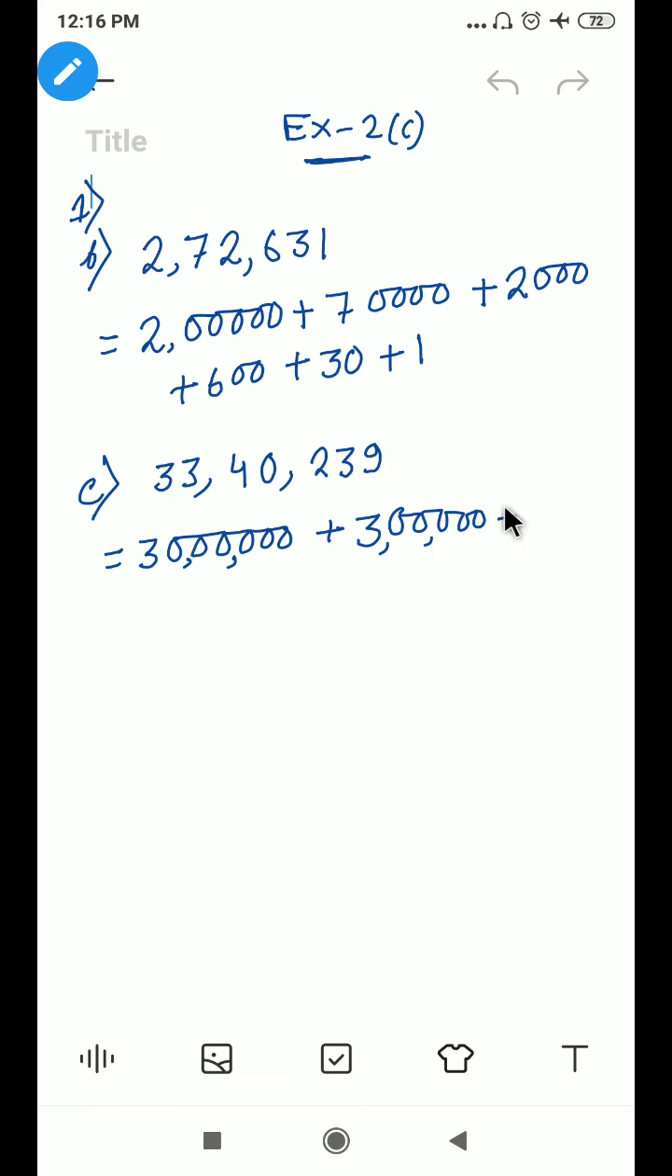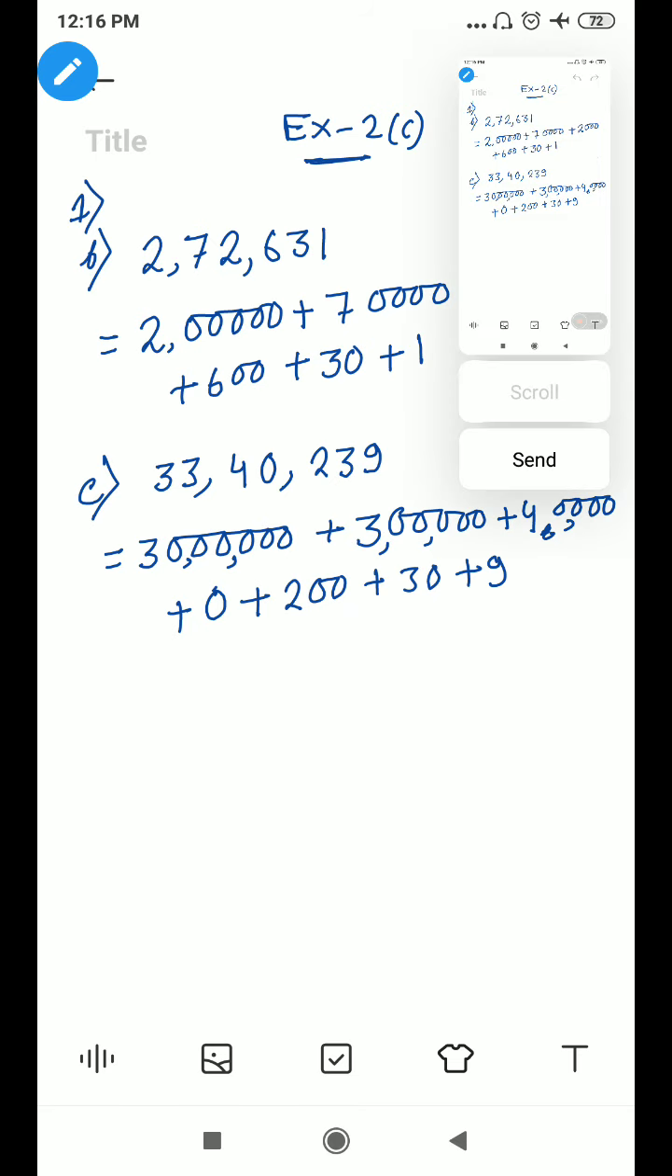Then what will be the place value of 4? This is 4, and after 4 there are 1 2 3 4 digits, so 40,000. Then after this 4, the place value of 0 will be nothing but 0, because if you put 40 then this is equal to 0. Then what is the place value of 2? It is 200. Then the place value of 3 is 30, plus 9. This way you have to do the problems.